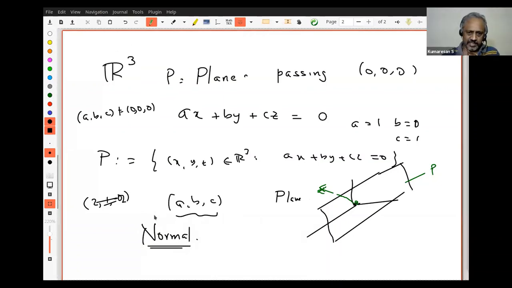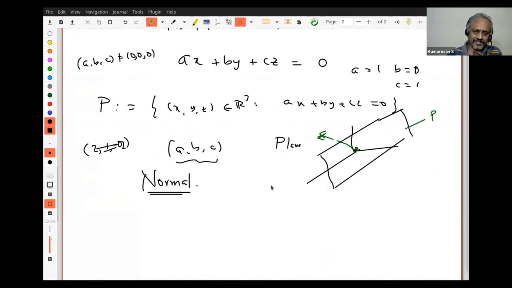Because when you say direction ratio, sometimes you may insist a squared plus b squared plus c squared equal to 1, which I don't. You understand that? I always call it a normal. It is perpendicular to the plane.